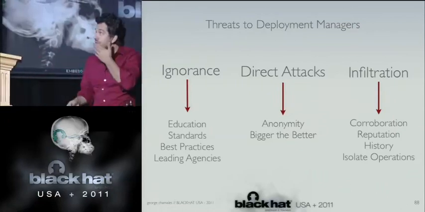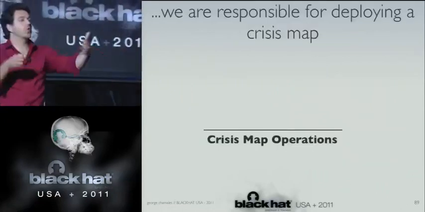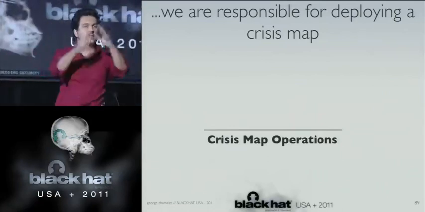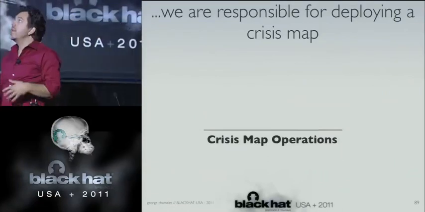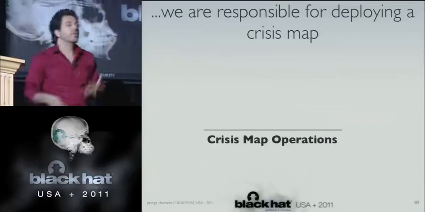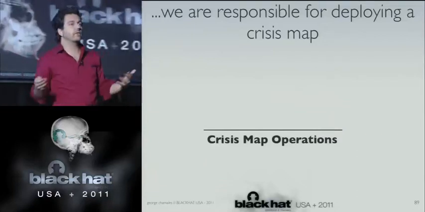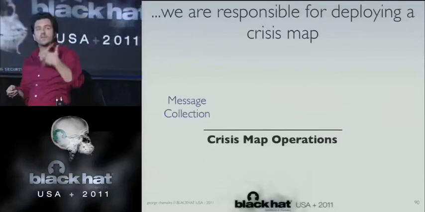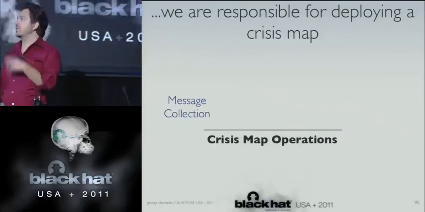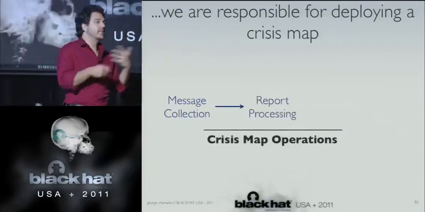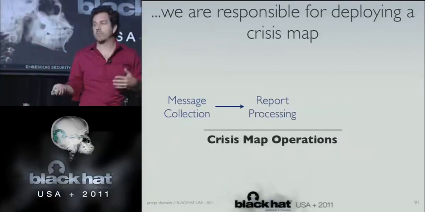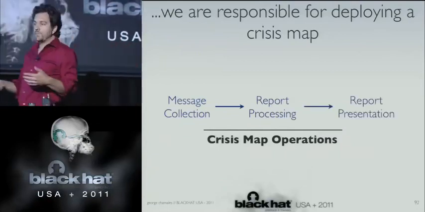All right. So now we're at the point where we know who we are. We're some group that's ideally less likely to be attacked. Now we have to deal with deploying a crisis map. So the question is, what is a crisis map? What does it do? Crisis maps have to do three basic things. They have to collect messages, then they have to process those into some kind of reports, and then they need to present those reports back out.